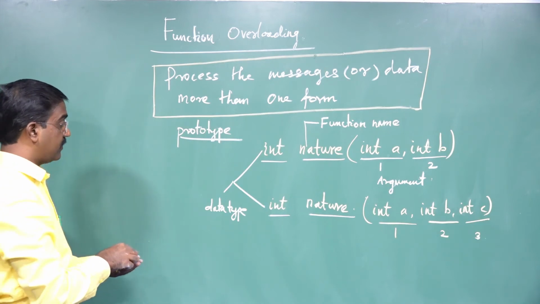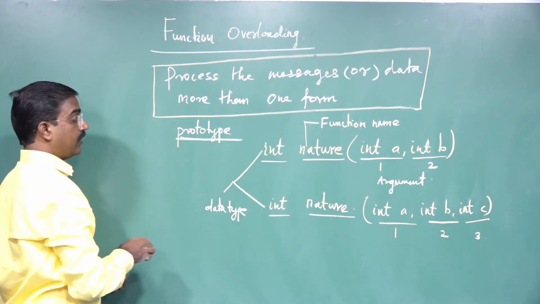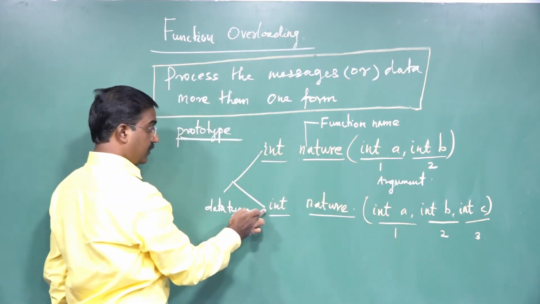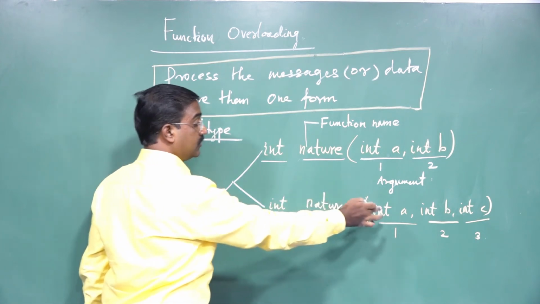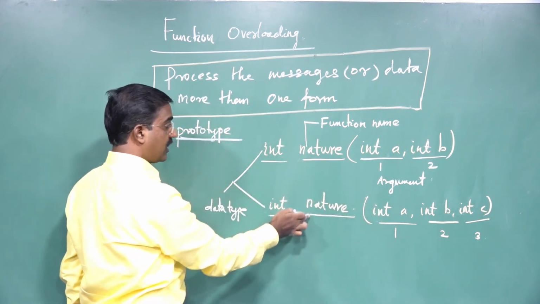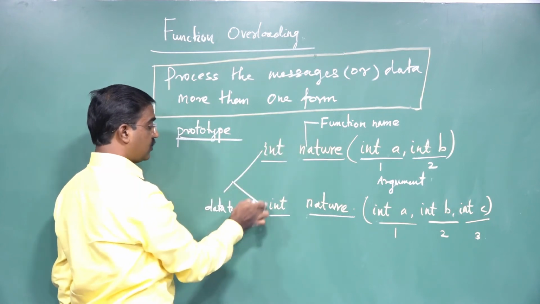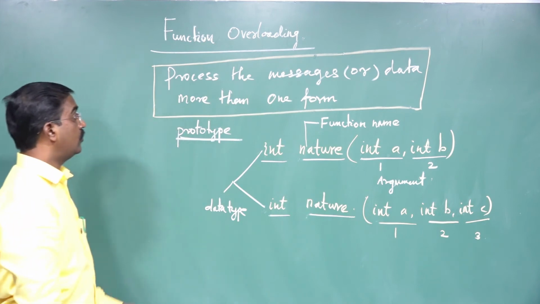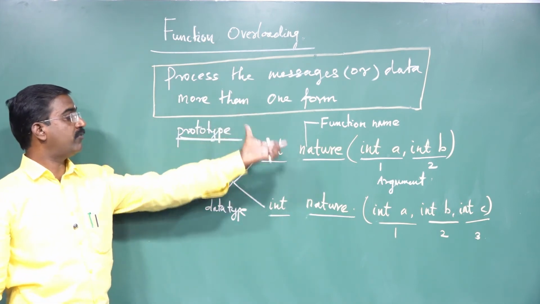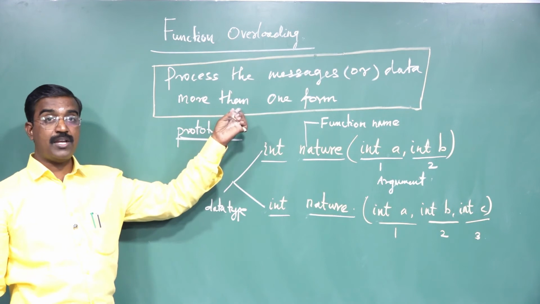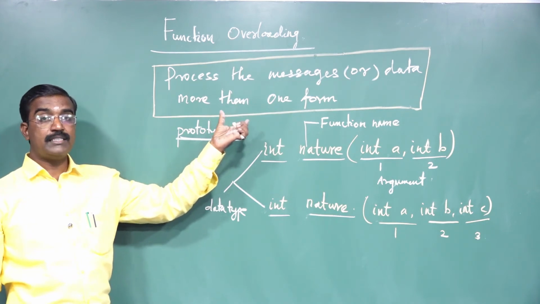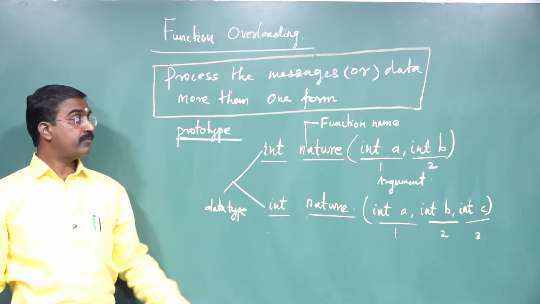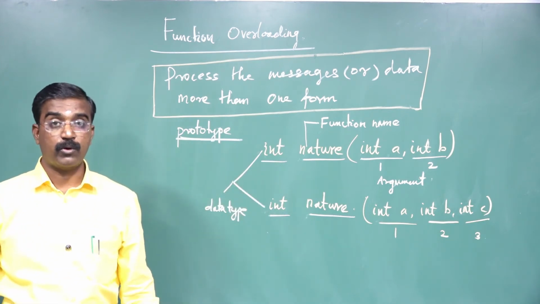Here also the prototype is given. In this prototype: data type, function name, 2 arguments; data type, function name, 3 arguments. Nature is the function name, and these two are data types. This is 2 arguments, this is 3 arguments. So processing the messages or data in more than one form is called function overloading. That is the prototype. Now I will teach the program.